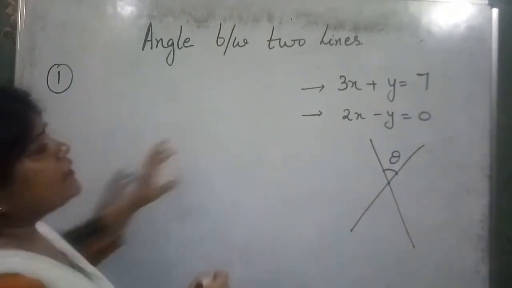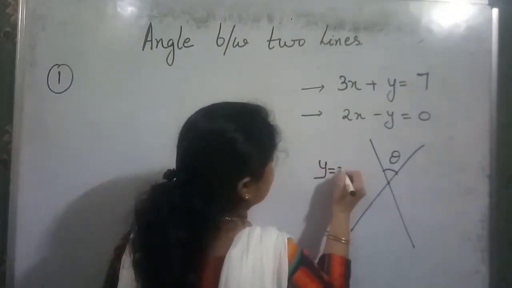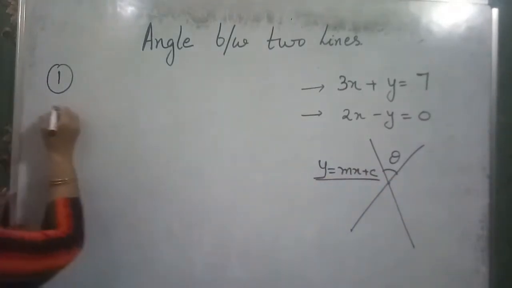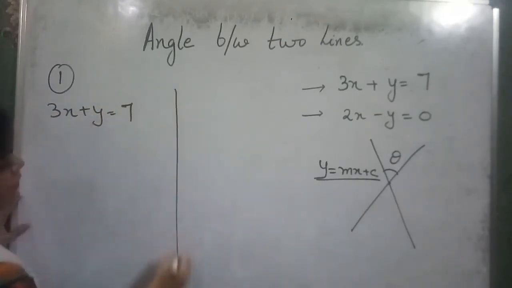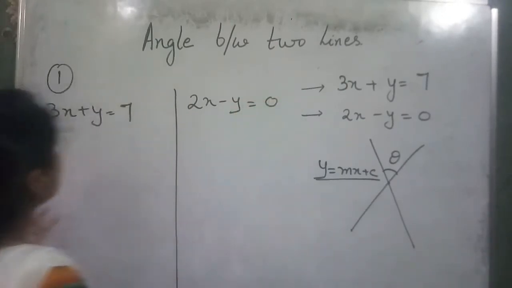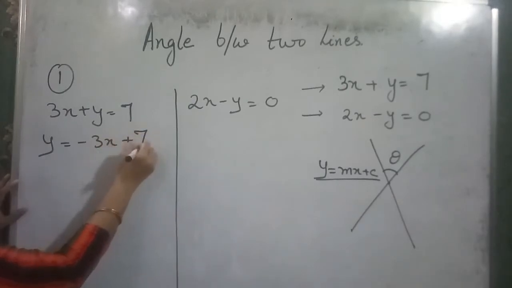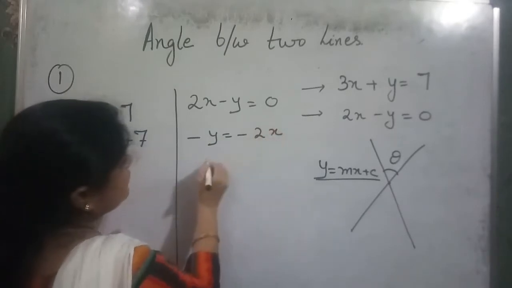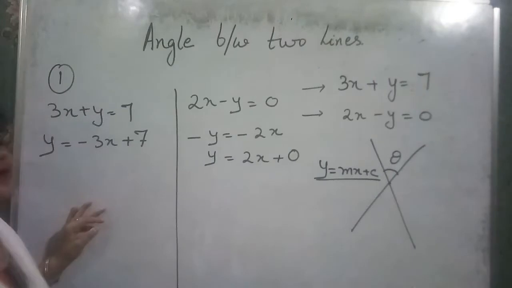Firstly, we transform the equations, as I told you earlier, into the slope intercept form, y is equal to mx plus c. Now we have two lines, 3x plus y is equal to 7, and another one, 2x minus y is equal to 0. When we transform it, we have y equal to minus 3x plus 7, and here minus y is equal to minus 2x. That is, we have y is equal to 2x. And in place of c we have 0.